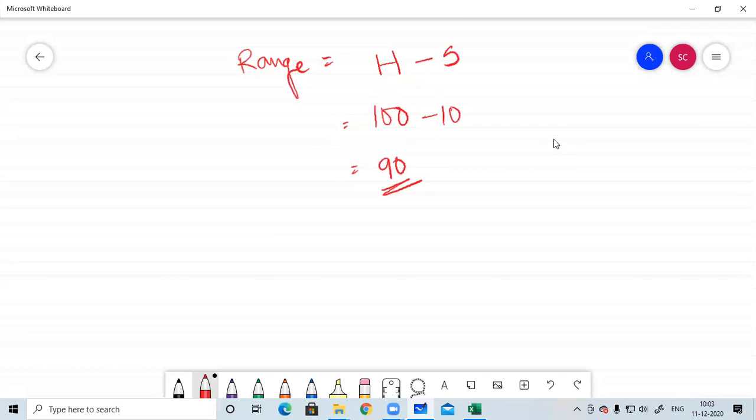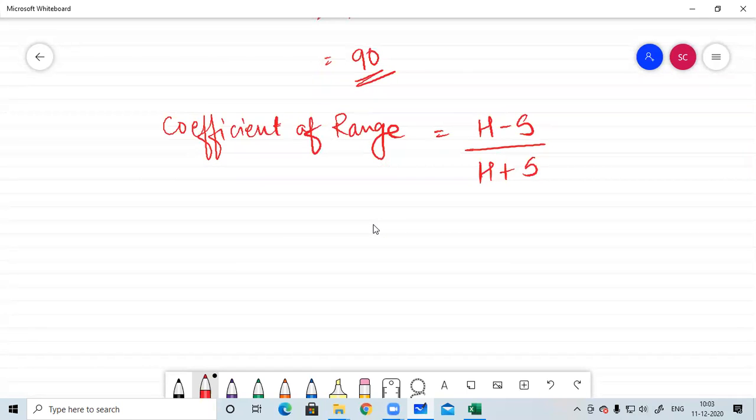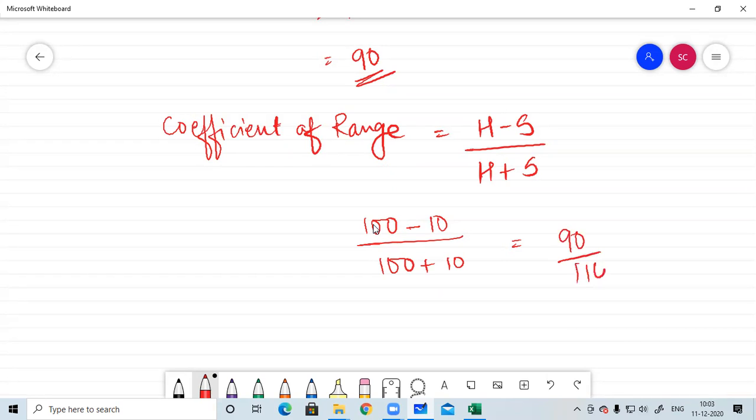Okay. Similarly, coefficient of range: H minus S upon H plus S. So we are having our highest as 100. Yes, sir. 100 minus 10 divided by 100 plus 10. Okay. So you're going to have 90 upon 110. Anyone got the answer? Okay, now the answer comes 0.81818.